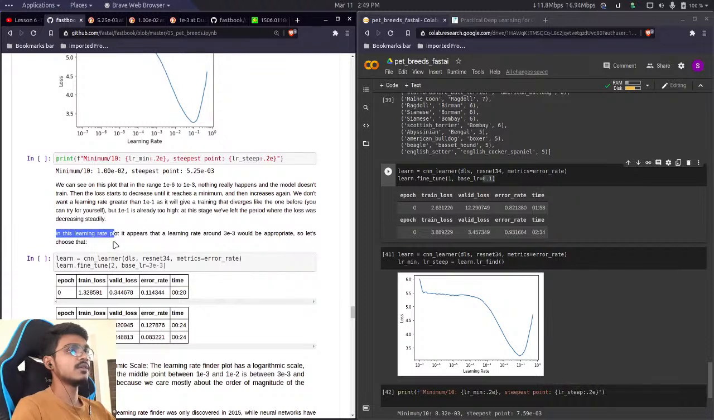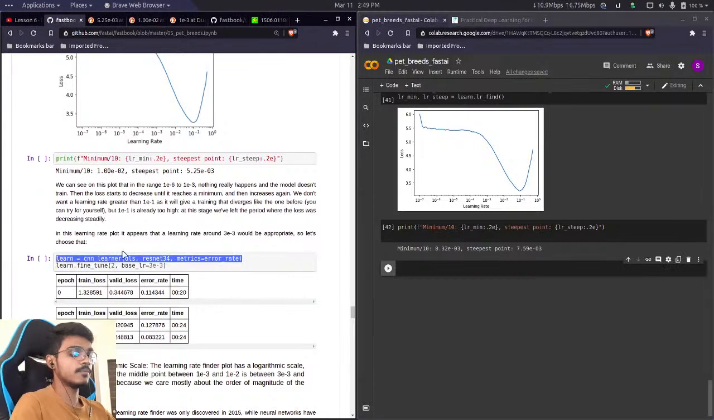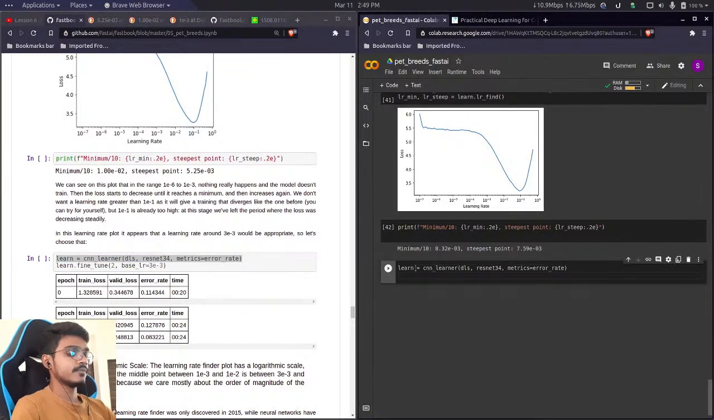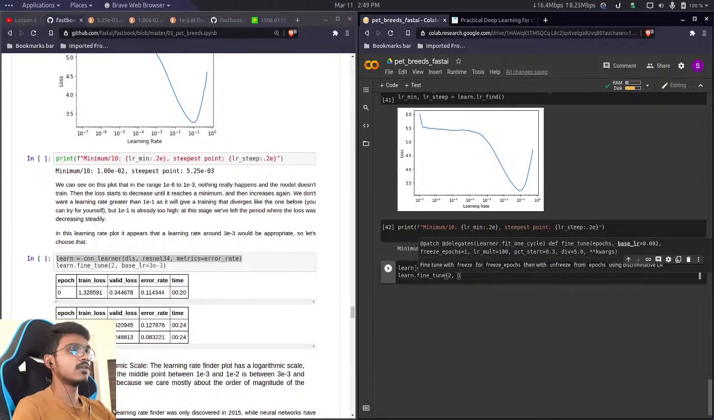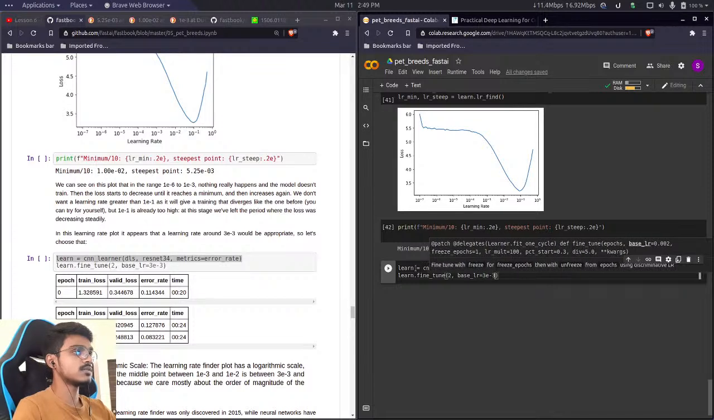In this learning rate plot, it appears that a learning rate around 3e raised to minus 3 would be appropriate, somewhere around this range. So let's choose that. Let me directly copy this line of code, learn.fine_tune. Let's now try to train it for 2 epochs and keep the base learning rate 3e raised to minus 3.